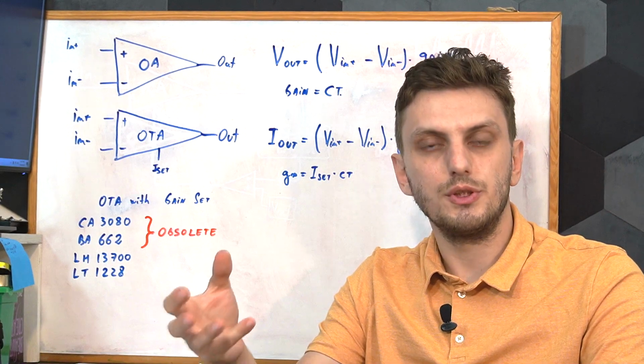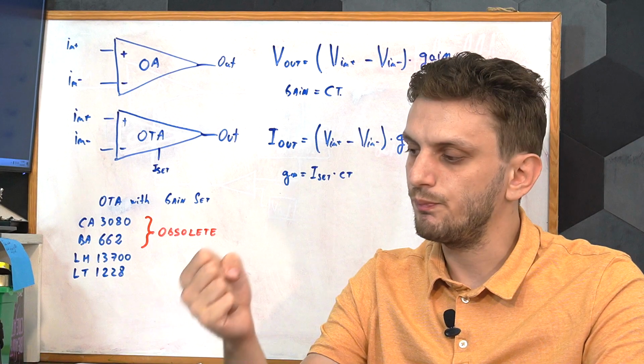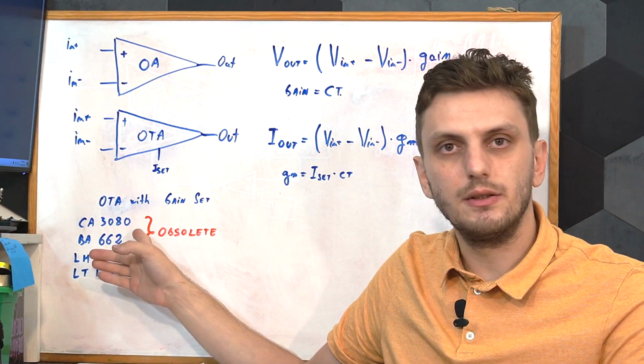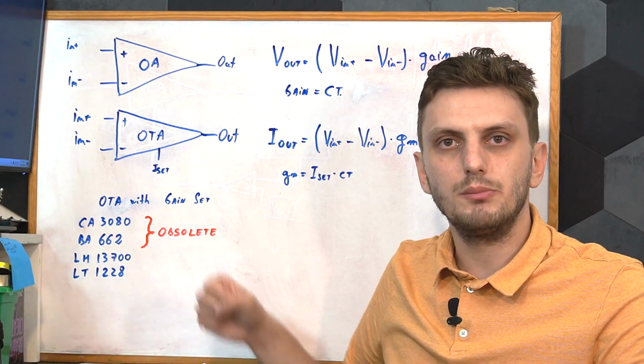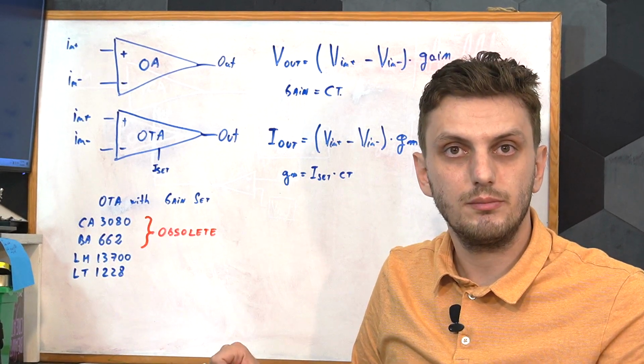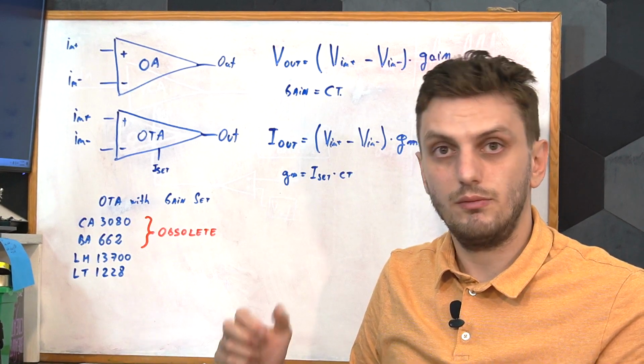Now, as actual components to use, most of the old schematics where you had sustain effects went with either the CA3080 or the BA662. But these components, of course, are obsolete nowadays, so you can rarely find them. There are, of course, alternatives.